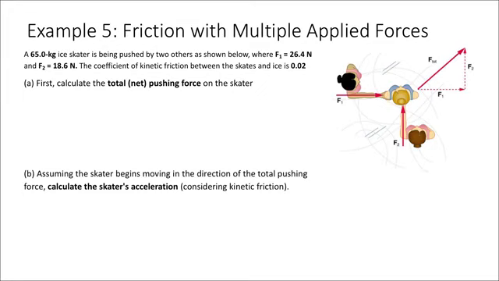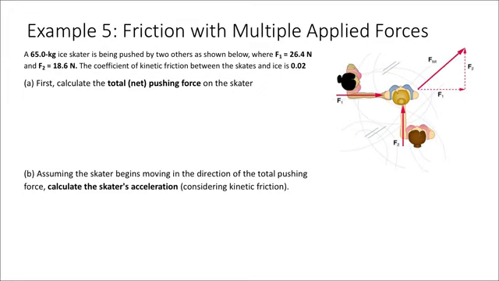First, we're going to calculate the total or the net pushing force on the skater. Then, once we know the resultant vector or the net force on the skater, both the magnitude and direction, we can then subtract friction from that net force.